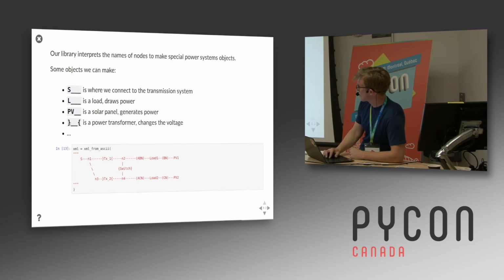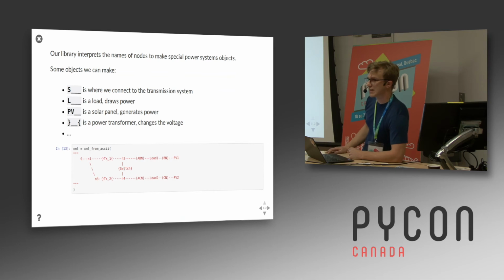So we've got a source, that's where all the power is coming from the transmission grid, and we've got two transformers stepping down so that we can service loads and get power from generators. And we also have a switch in here. I didn't show you that earlier, but you can have a switch, and you can say whether it's closed or open, and that is going to affect how power flows through this network.